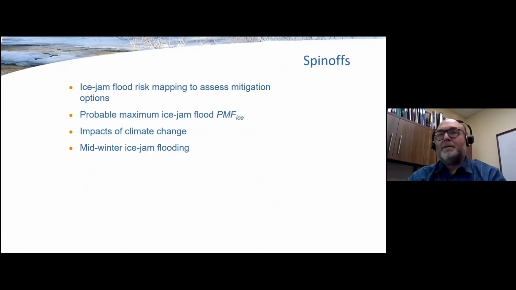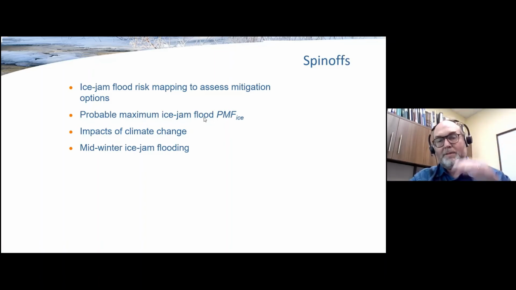Some more spin-offs of this framework. I can't go into all the detail on this. There are papers on this, and if you're interested, you can let me know. I can share those with you. But we're also doing flood risk mapping, not just hazard, but also including the annual expected damages and to assess certain mitigation options. It also allows us to help with what I've coined the probable maximum ice jam flood, just to see what potentially could be your maximum staging for a certain reach.